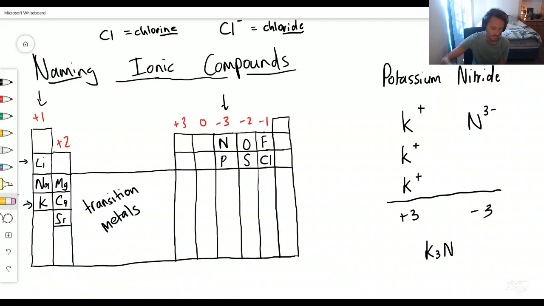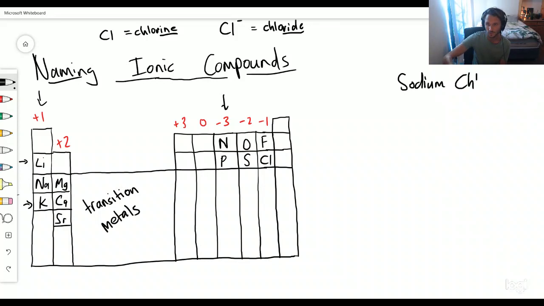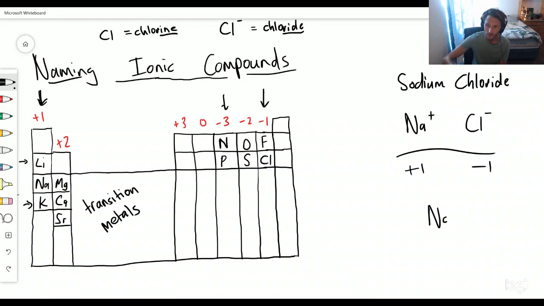Let's try one more example. What about sodium chloride? Okay, sodium chloride, nice easy one. You all know that sodium chloride is NaCl, but let's use the same technique. We've got sodium, which is in this group. It's got a +1 charge, Na+. Chlorine has a -1 charge over here, so this would be Cl-, and these balance out quite nicely. So this is why sodium chloride is only NaCl.